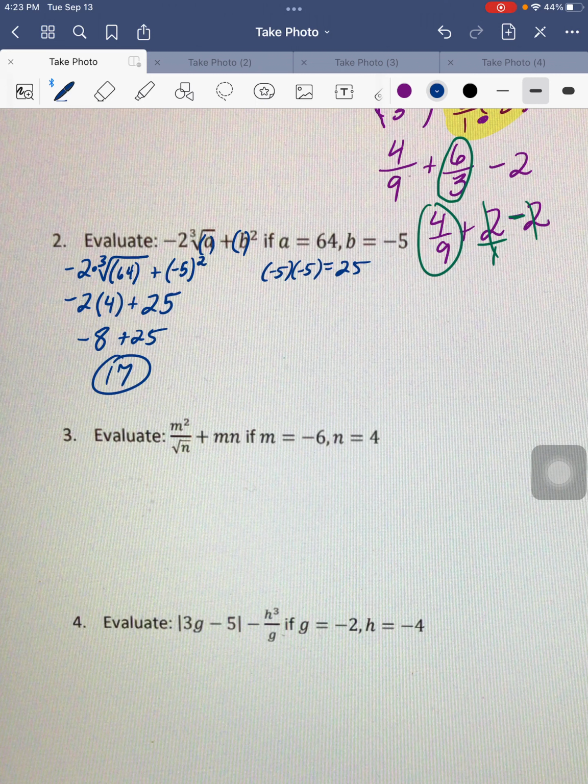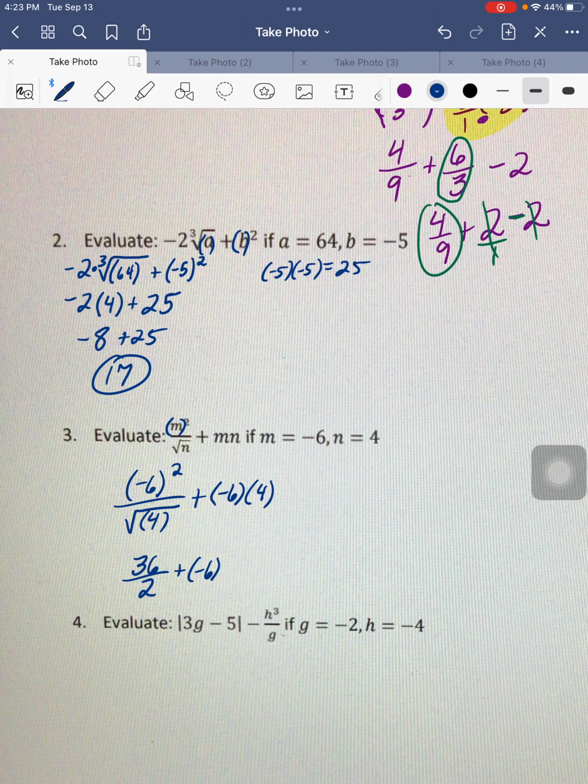Next, we have m squared. Remember, where the m is we're going to put parentheses around it. So it's -6 squared over square root of 4. If you want to put that in parentheses in the denominator, you sure can. Plus m times n. Order of operations, we have exponents. So -6 squared is 36. And the square root is actually an exponent also. We'll talk more about it later, but square root of 4 is 2.